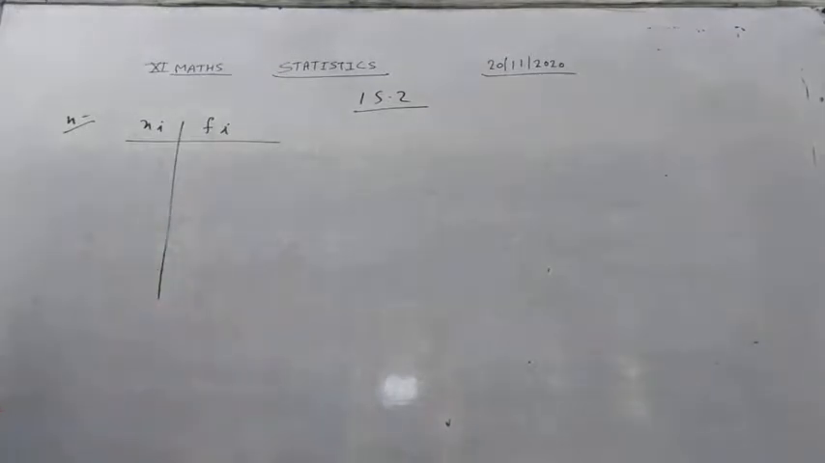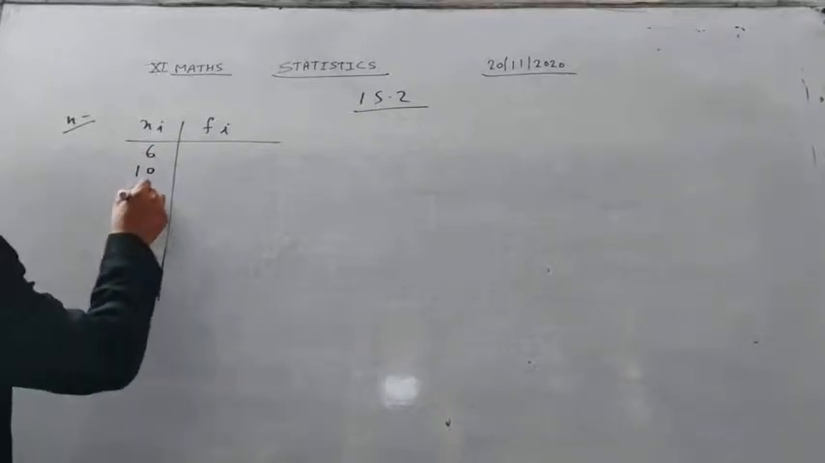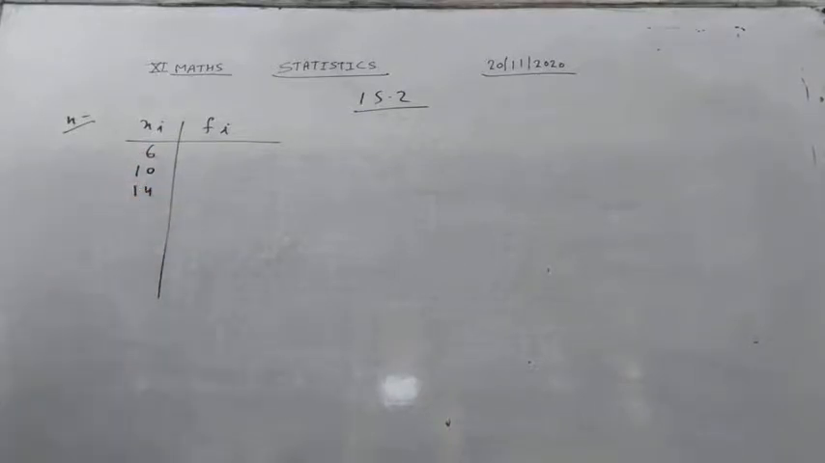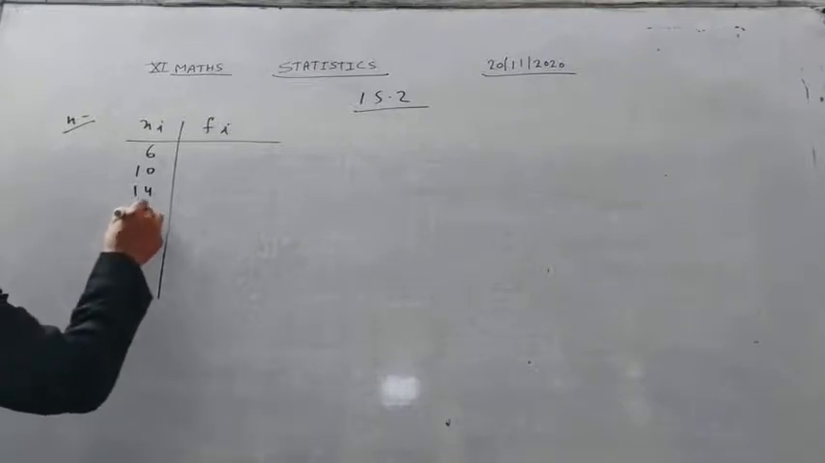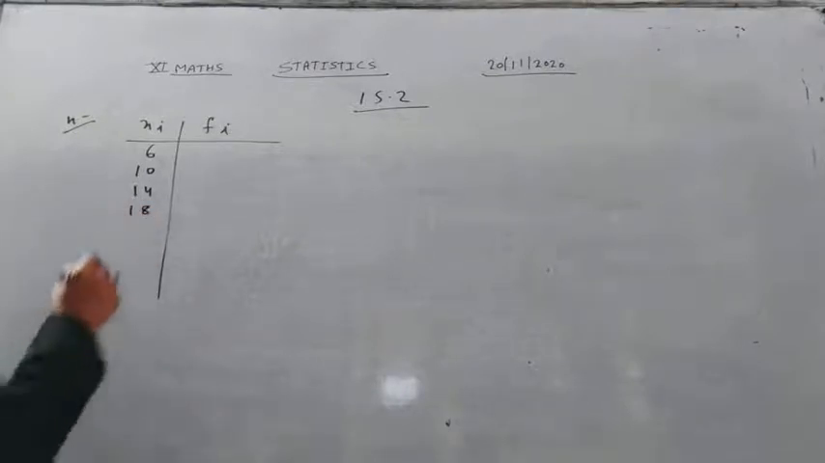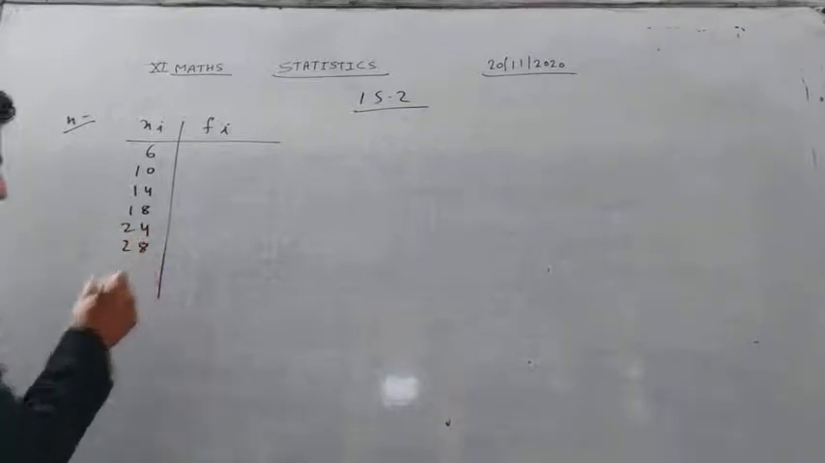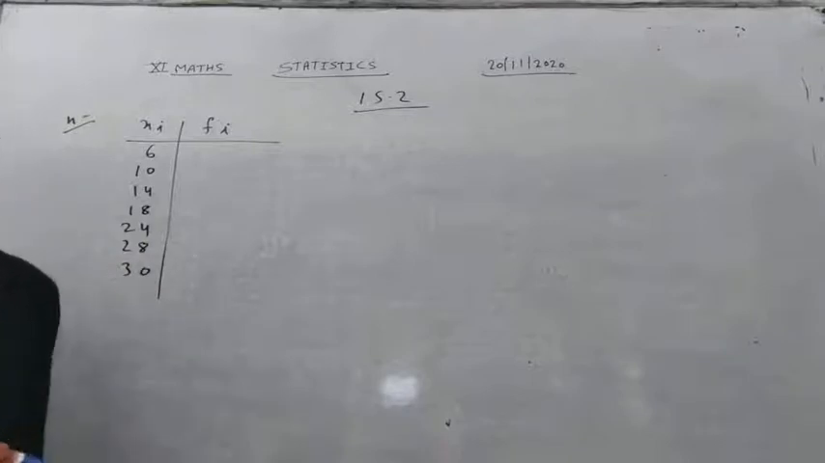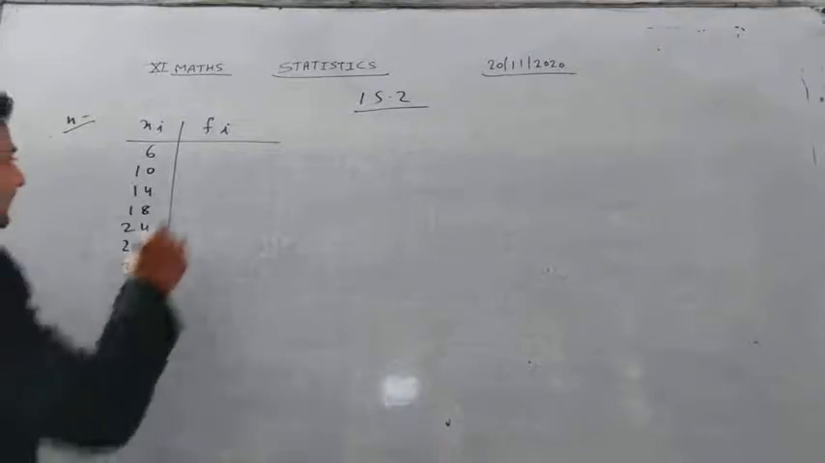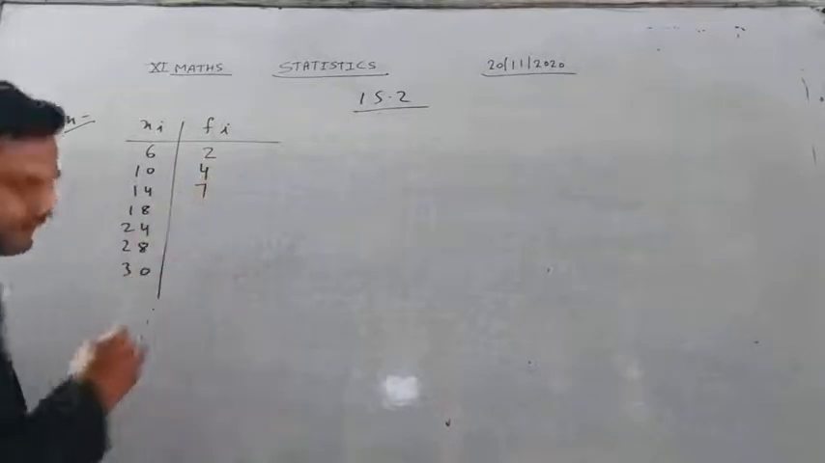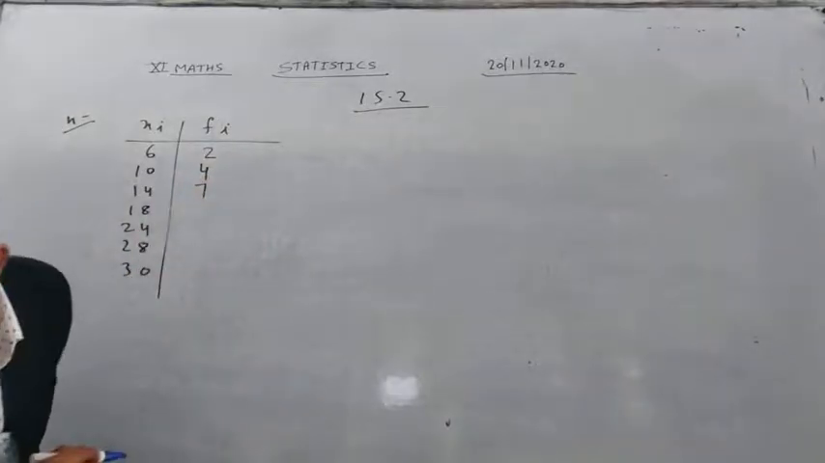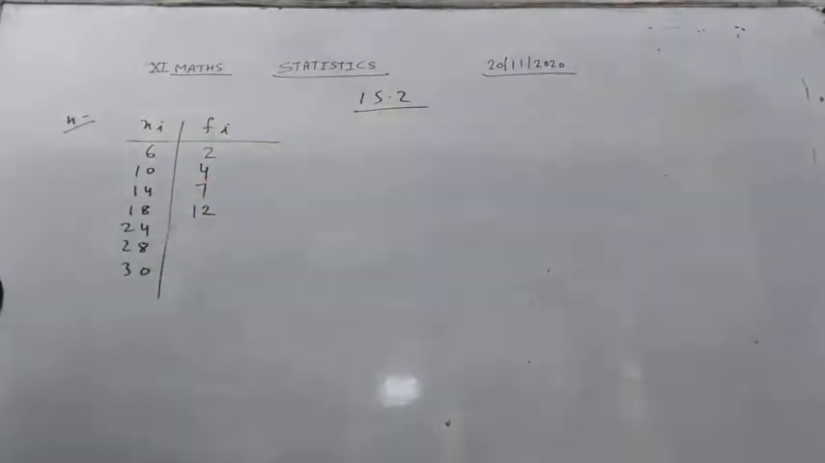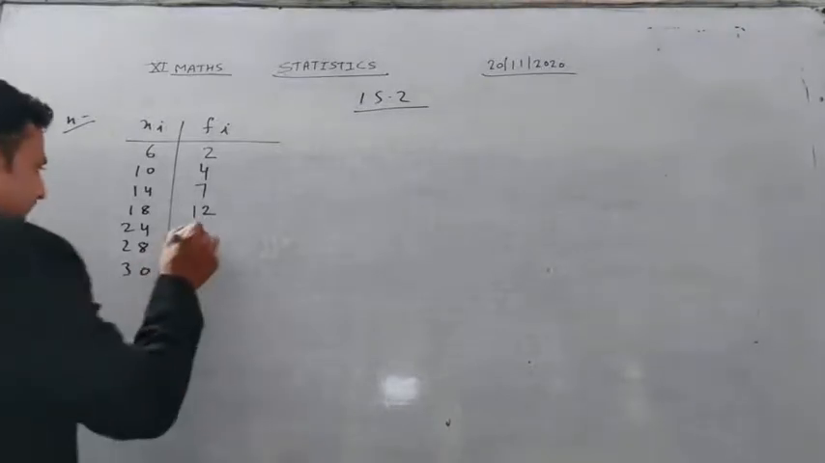Okay. So xi is 6, 10, 14, 18, 24, 28, 30, and fi is 2, 4, 7, 12, 8, 4, 3.